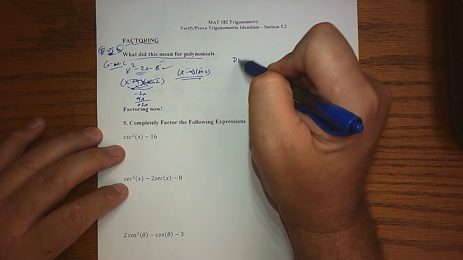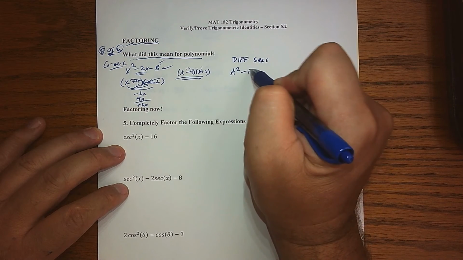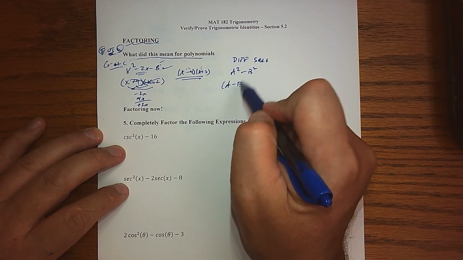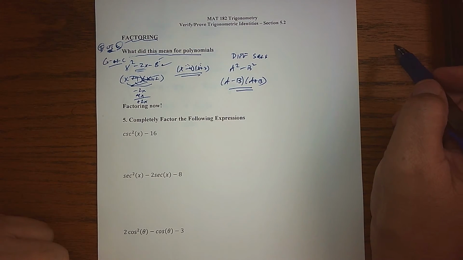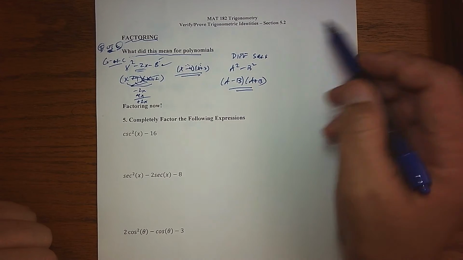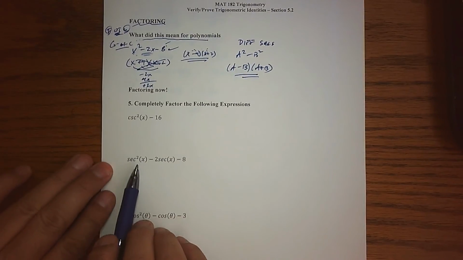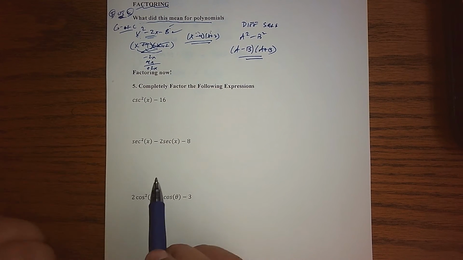Another classic case is what we call the difference of squares. A squared minus b squared. When I have this form, it factors as a minus b, a plus b. Right, so that's a classic situation. So we're going to basically see the same thing, but rather than x's and a's and b's, we're going to have cosecant squareds and secant squareds and cosine squareds and cosines, but we're still going to factor.